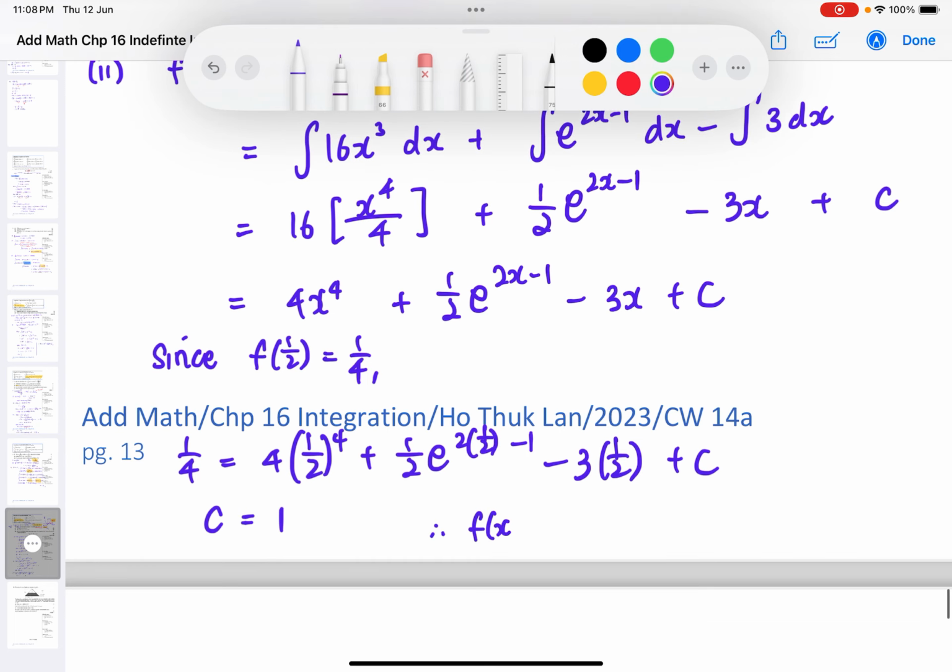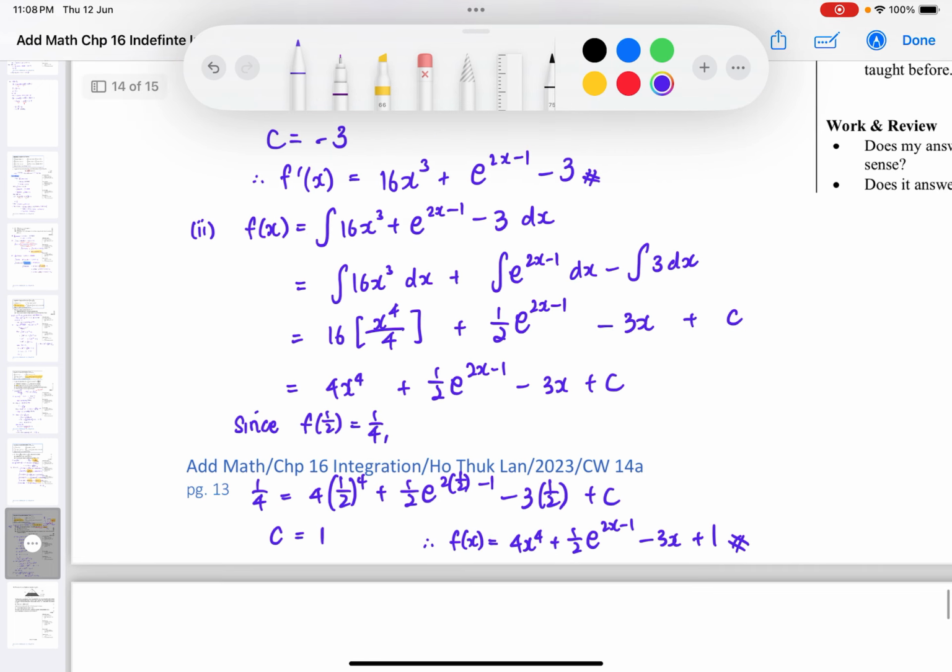Therefore, f of x is this. This is the answer for f of x. Alright. Okay, moving on to part 3.